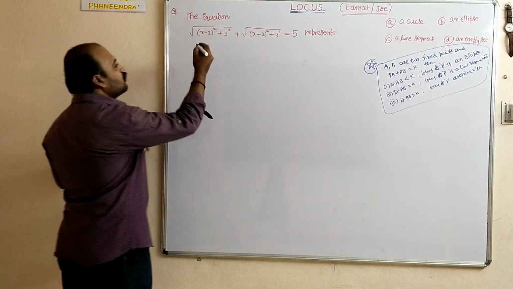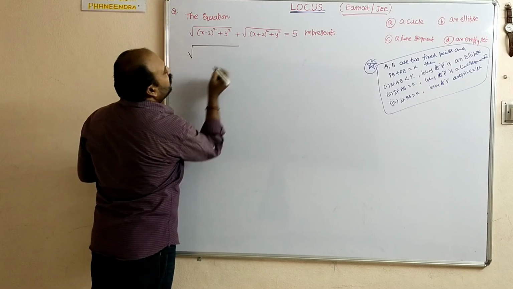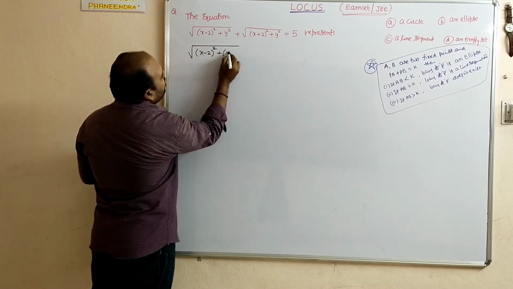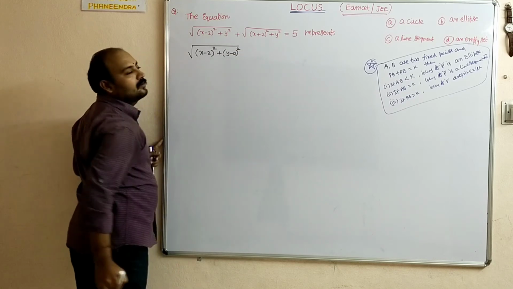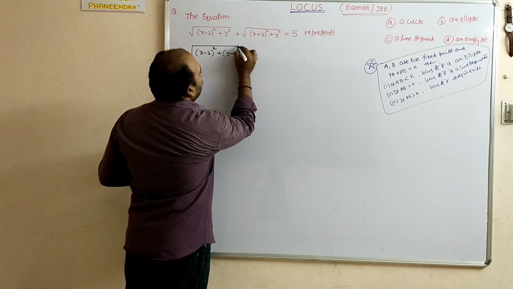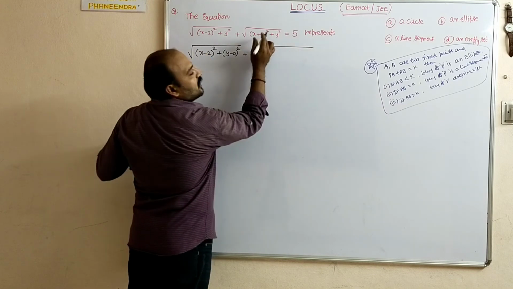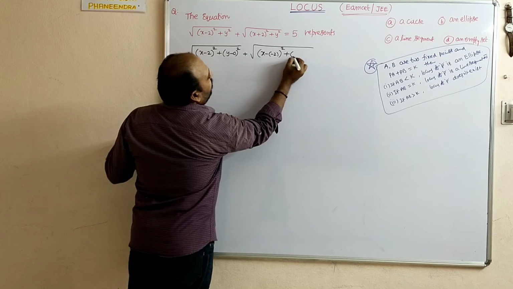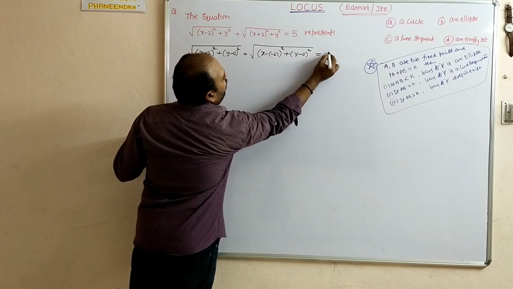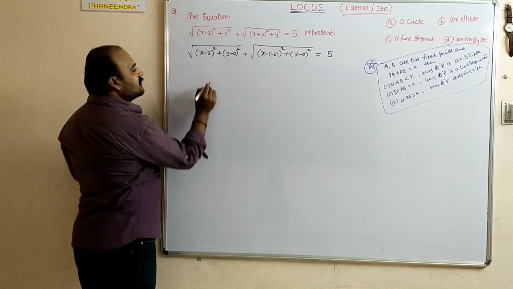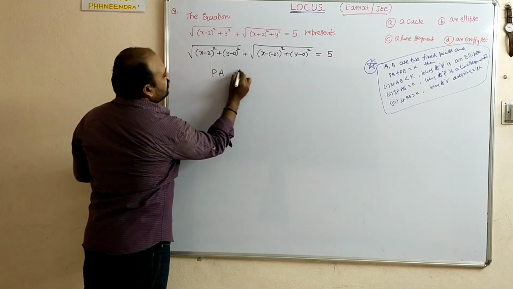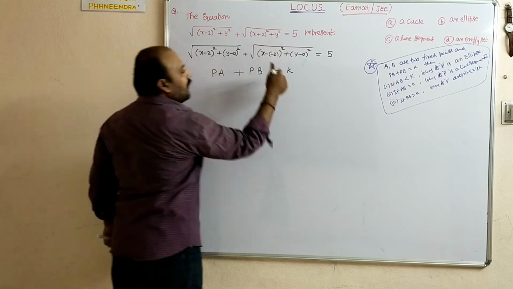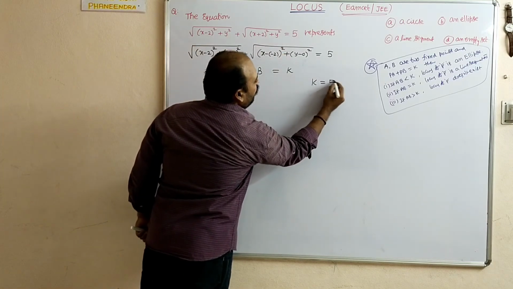So here, we can write the first term, square root of (x minus 2) whole square plus y square, as (y minus 0) whole square. The square root of (x plus 2) can also be written as (x minus of minus 2) whole square plus (y minus 0) whole square equal to 5. It is looking like PA plus PB is equal to K. So by comparing, K value is equal to 5.